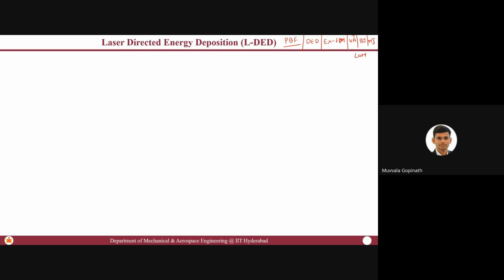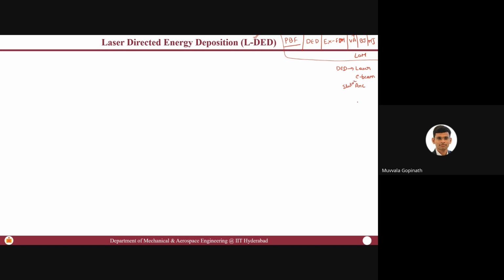Now, if you ask me, are these only 7? No, there are several of them today. But as per ASTM, additive manufacturing is categorized into 7. Out of that, we will be looking at one of the important processes, that is DED. When you talk about DED, you can use a laser beam as an energy source. You can use an electron beam as an energy source. And you can also use an electric arc as an energy source.